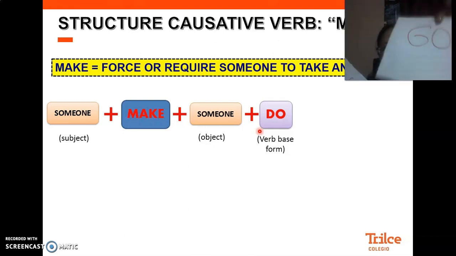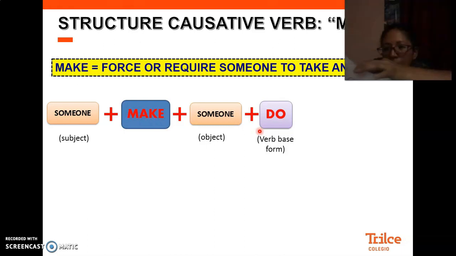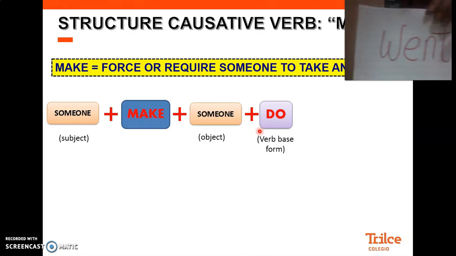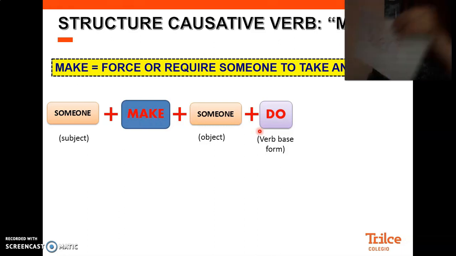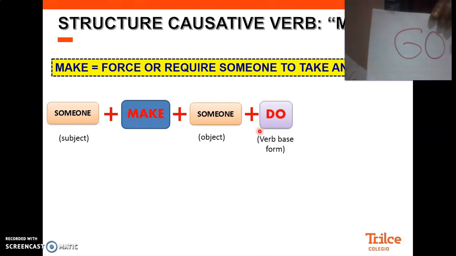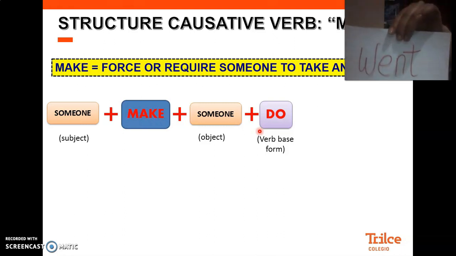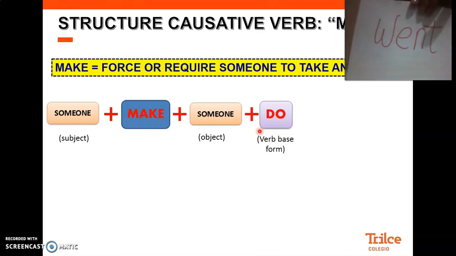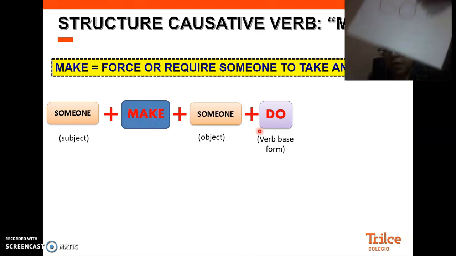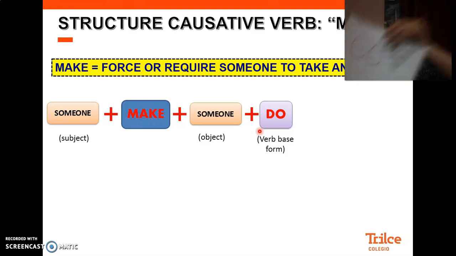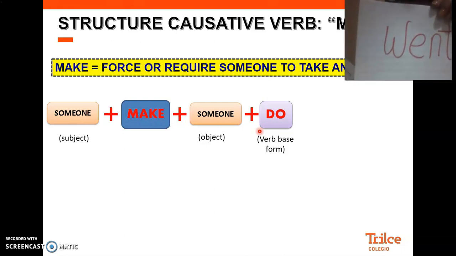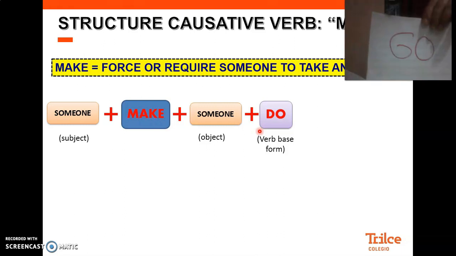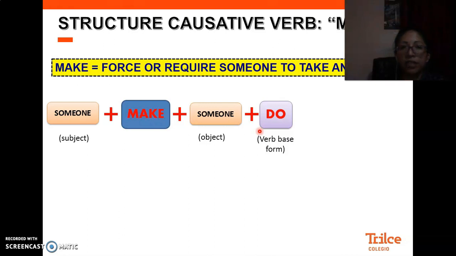Look at this. Go, went. You see it? Yes. Which is the verb in base form? Go or went? Yes, that's right. Go is the verb in base form. Infinitive form.